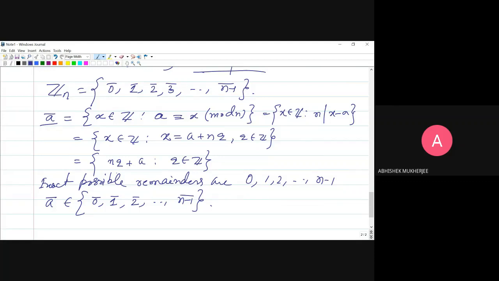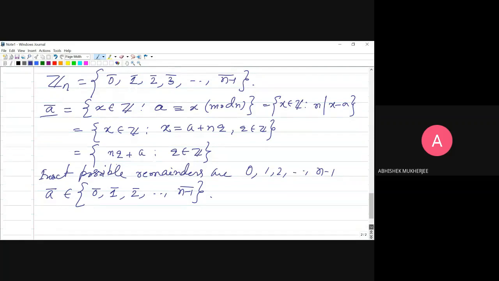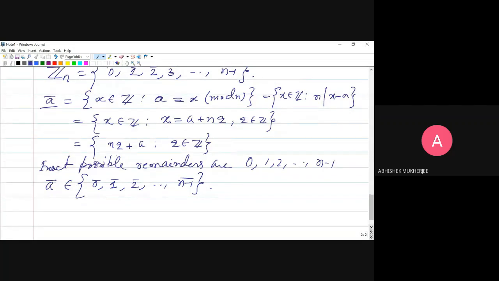And this says that the distinct equivalence classes of the set of all integers Z quotient by the equivalence relation modulo n is the following set of equivalence classes, and this set will be denoted by Zn. These classes are called the residue classes of integers modulo n.